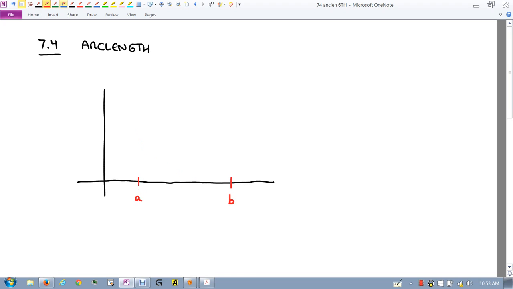So let's say you're given a single curve on some interval AB, and you want to find its arc length. That means if you were to come up here, let me see what I can use for this maybe.